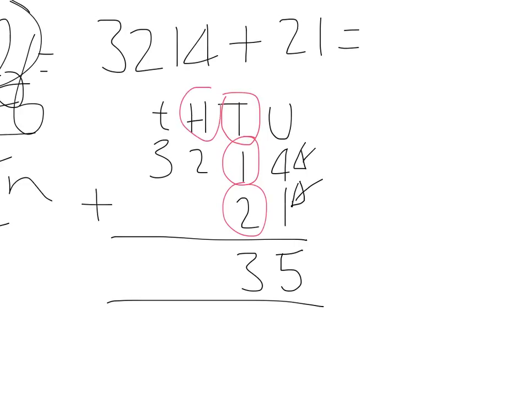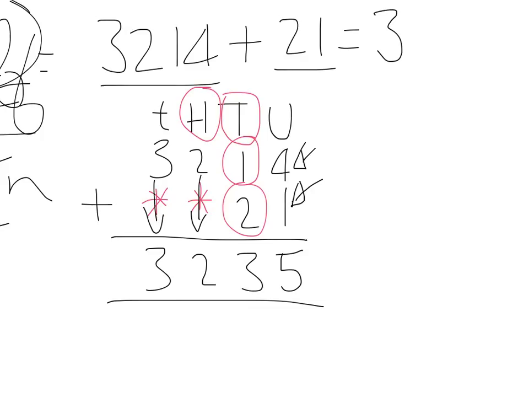Now in the hundreds column, there's nothing here or here in the thousands column to be added. So it's quite simple. We just copy the numbers down because they're adding onto 0. And that gives us 3,214 plus 21 is 3,235.